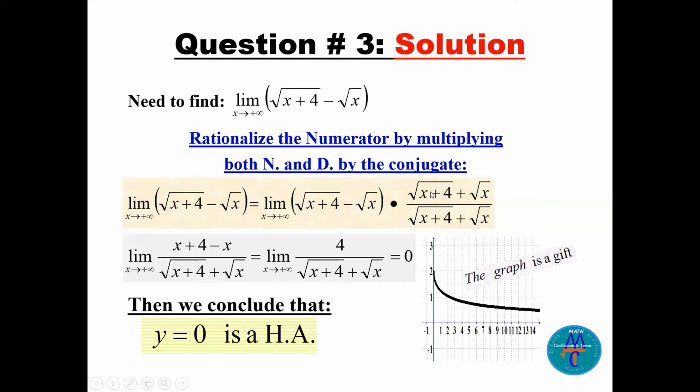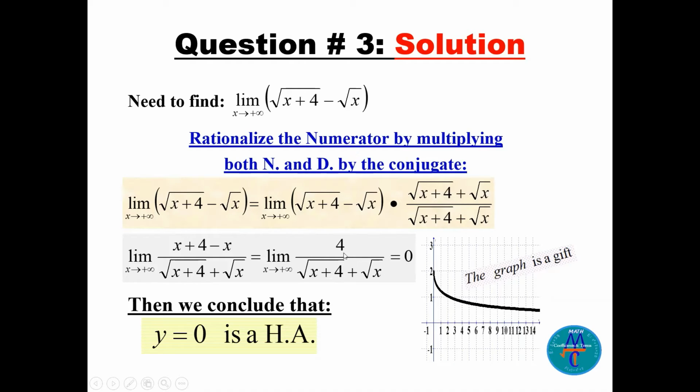We multiply up and down by the conjugate of this, which is square root of (x + 4) plus square root of x. Now, in the numerator, you multiply using the difference of two squares. It will be x + 4 minus x, divided by this one. Now this will be 4 over that. Now you can replace x by infinity here. So it will be infinity plus infinity, that will be infinity. 4 over infinity will be 0.